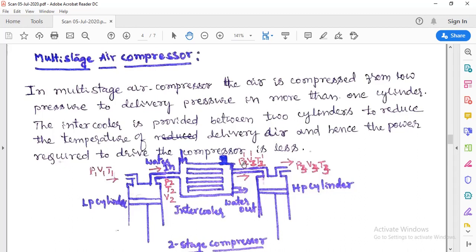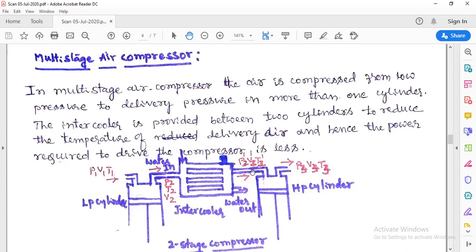So P2 dash will be constant because the cooling process takes place at constant pressure. The temperature will be reduced to the initial temperature. Hence, T2 dash is equal to T1. We know that the temperature is directly proportional to volume at constant pressure. Hence, when the temperature is decreased, the volume also decreases, and hence V2 dash is less than V2.